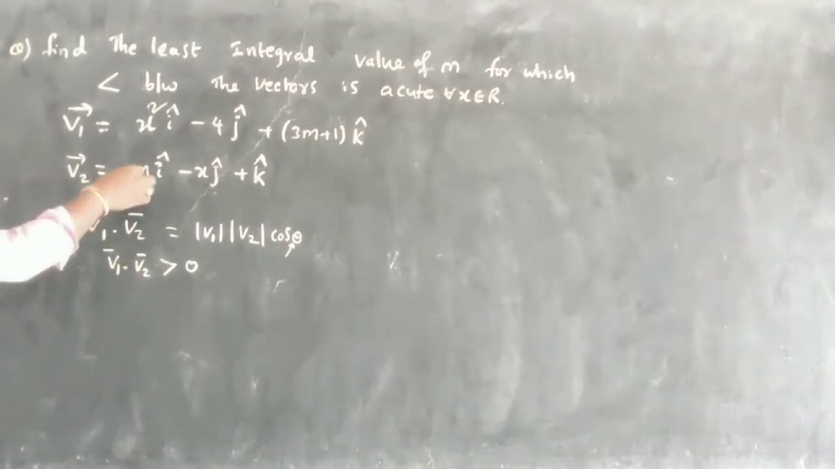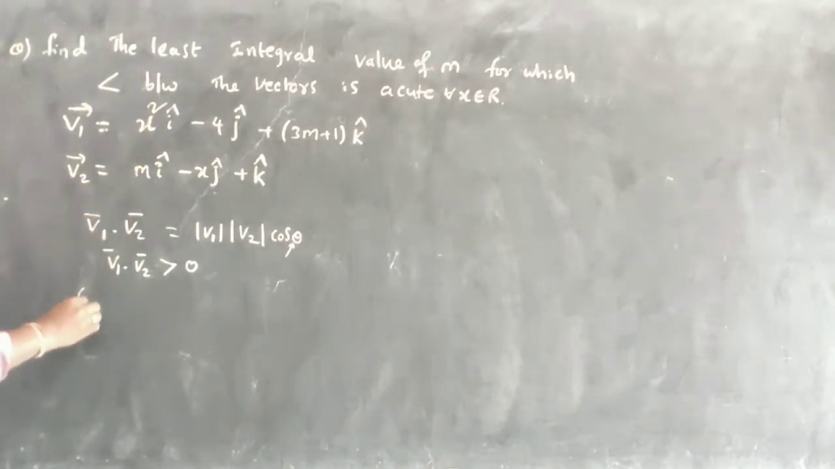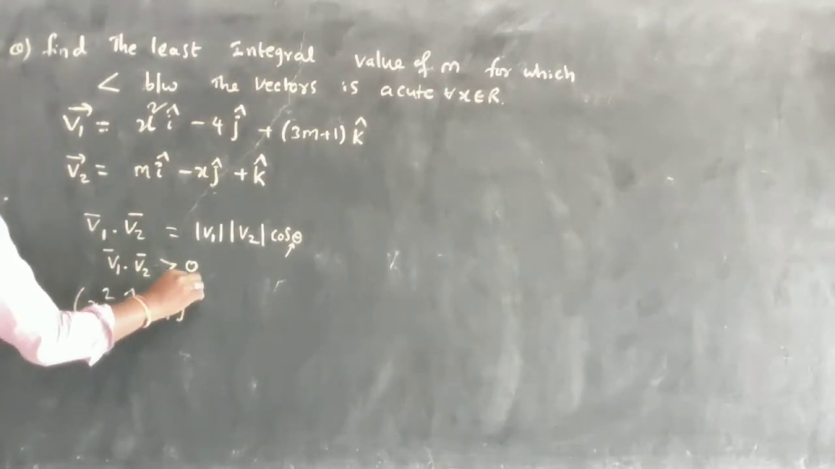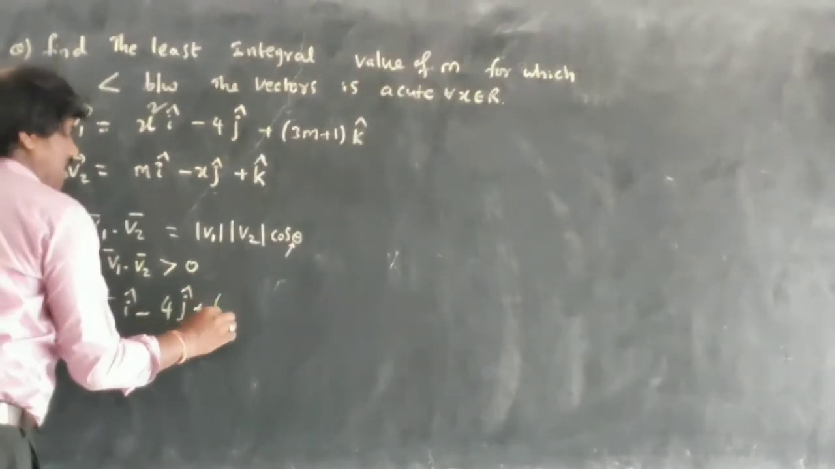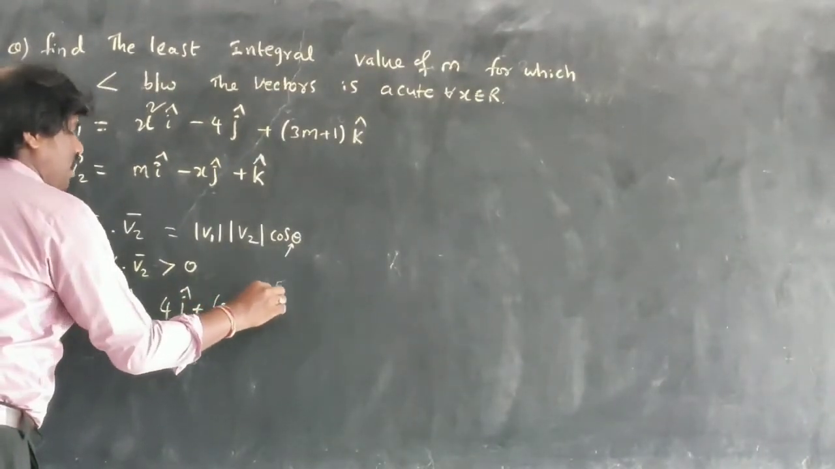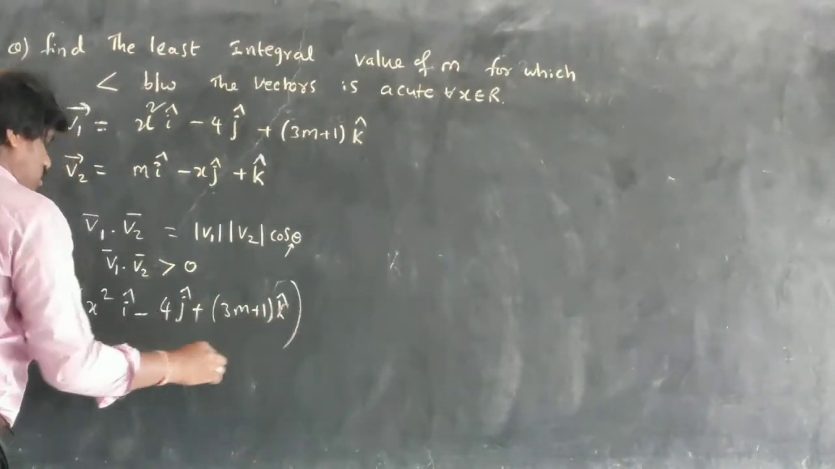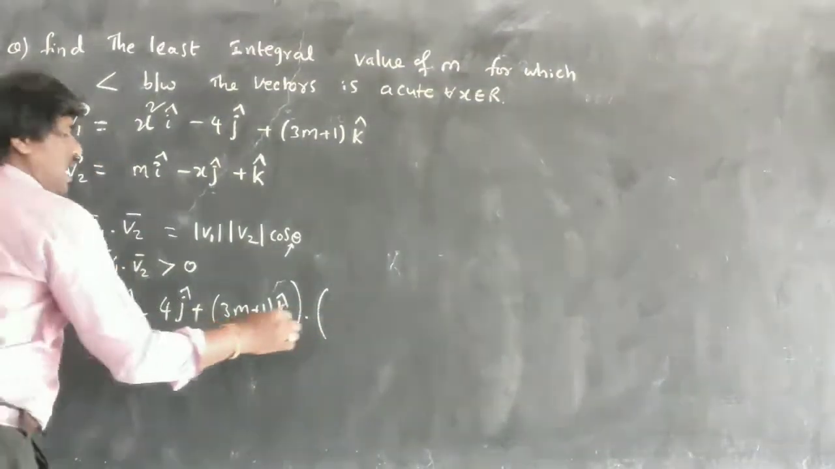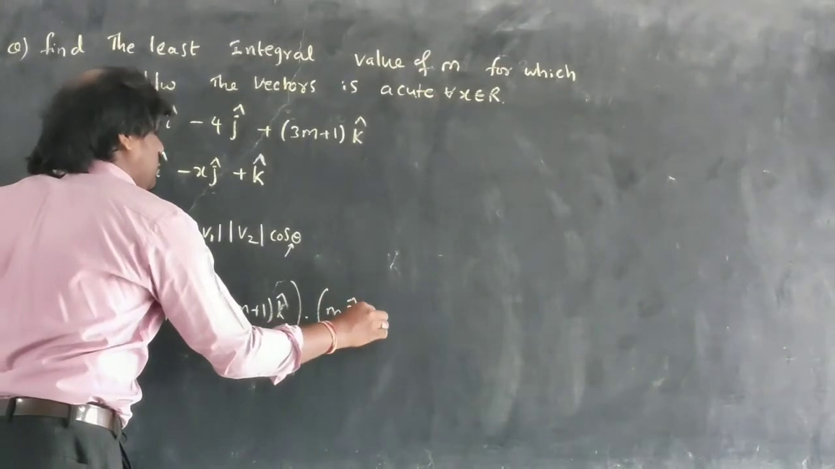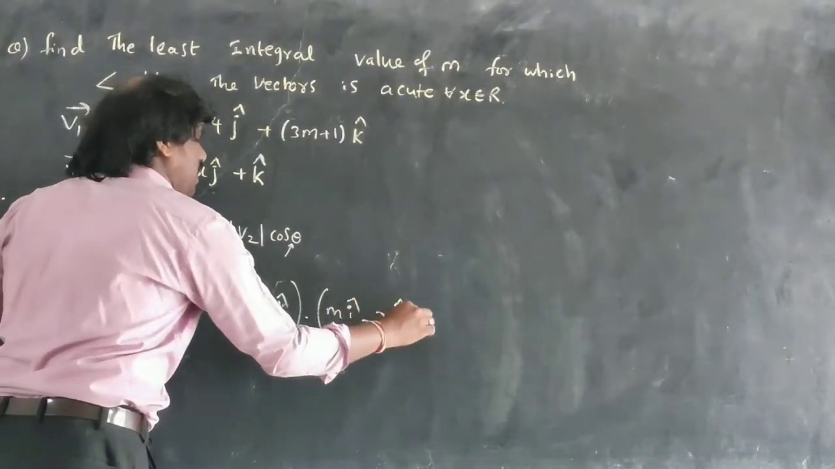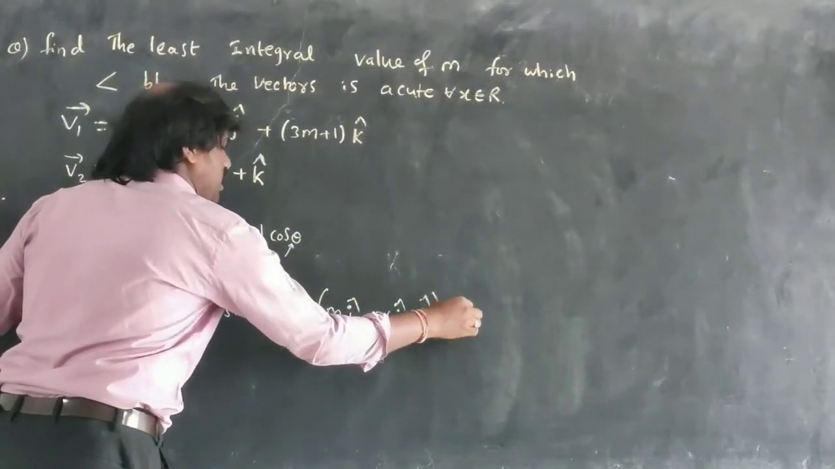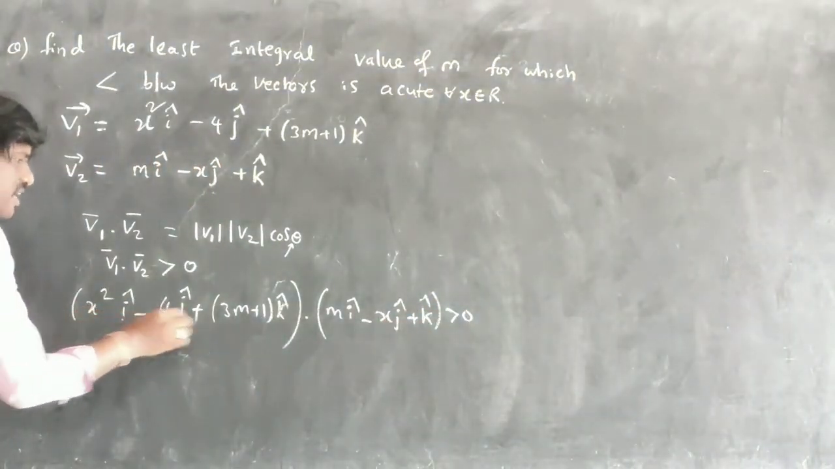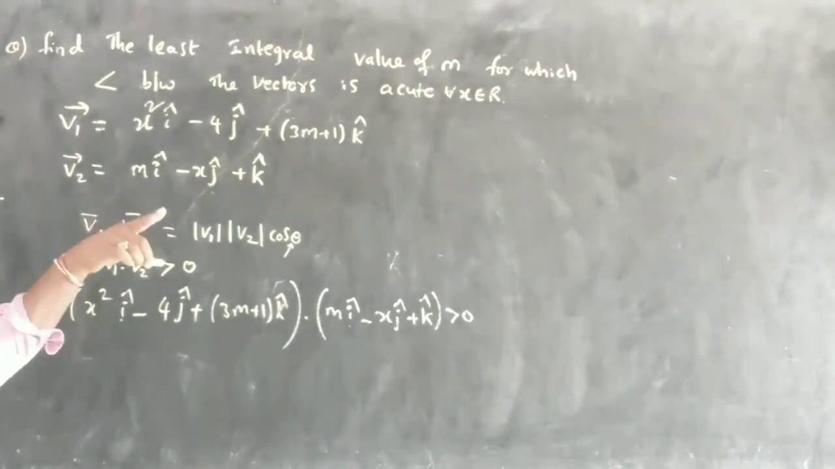Let us find the dot product of these two vectors. What do you have here? (x square i cap minus 4 j cap plus 3 times (m plus 1) k cap) dot product with another vector, that is (m i cap minus x j cap plus k cap), is greater than 0. If you do the dot product here, the component of i dot i is 1.